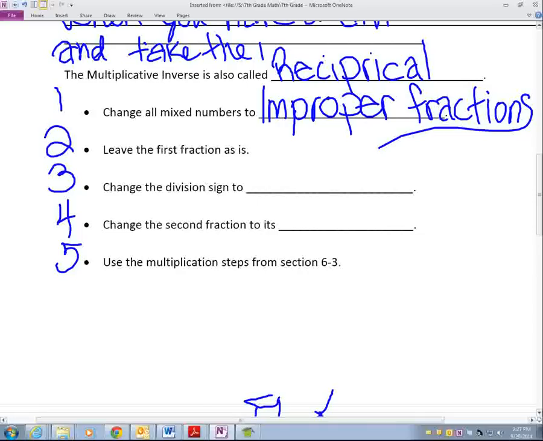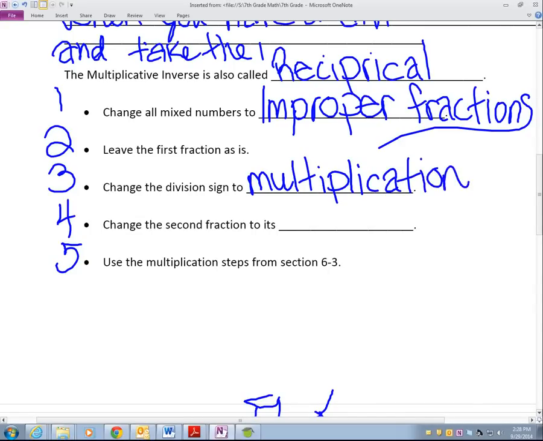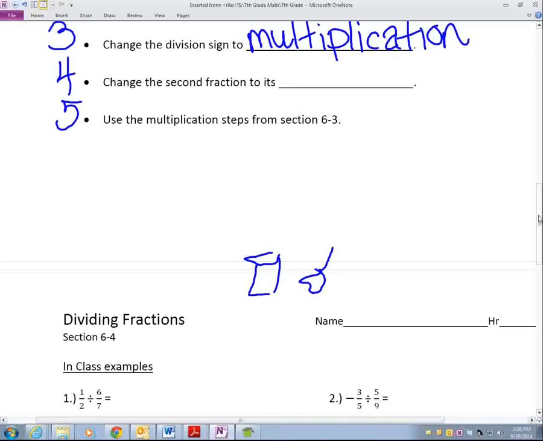Then we have the hardest step to do. This one literally says, don't do nothing that one. Don't do anything. It's like, here, next step, don't do anything. Okay, then we have to change the division sign to multiplication. And finally, what we're going to add here, change the second fraction to its reciprocal.